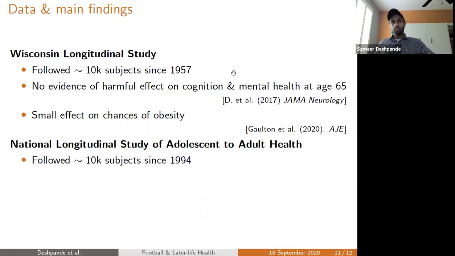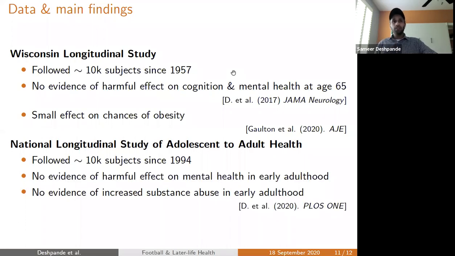And so it recruited these 10,000 people when they were in grades 7 through 12 in 1994. So they're a substantially younger cohort than the people in the WLS. And so we kind of re-replicated our study design using data from the AdHealth study. And what we found was that by the time our study subjects reached early adulthood, around age 30 or so, the football players didn't have noticeably worse mental health than the matched controls. They weren't more likely to abuse alcohol or tobacco or prescription drugs in early adulthood. And we were a little bit surprised by this as well.